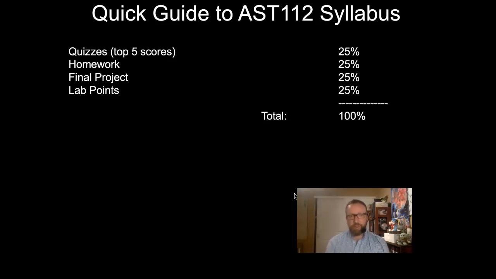25% of the overall grade will be homework, which is micro tasks out of the book and some Argos work. The lab points are also going to be assignments and quizzes out of Argos. And then the last 25% is a final project. The final project is also online.